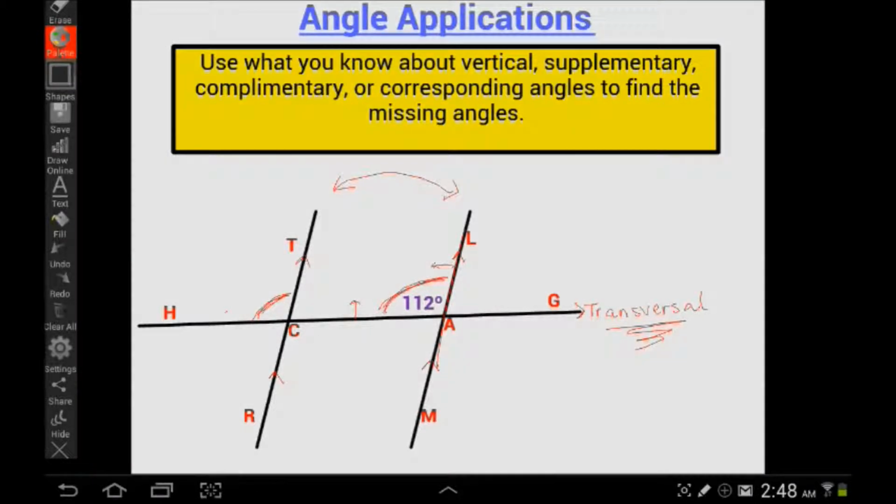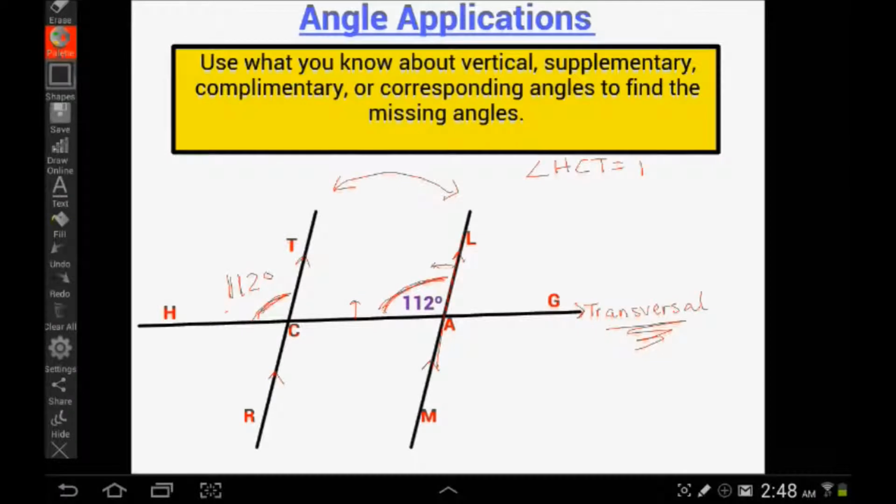So if these are corresponding, that means this is also 112 degrees. Corresponding angles are equal. They are congruent. So we can state for a fact that angle HCT is also 112 degrees. Now from there, that kind of gets the ball rolling with a lot of other information. We can figure out a lot of other stuff.